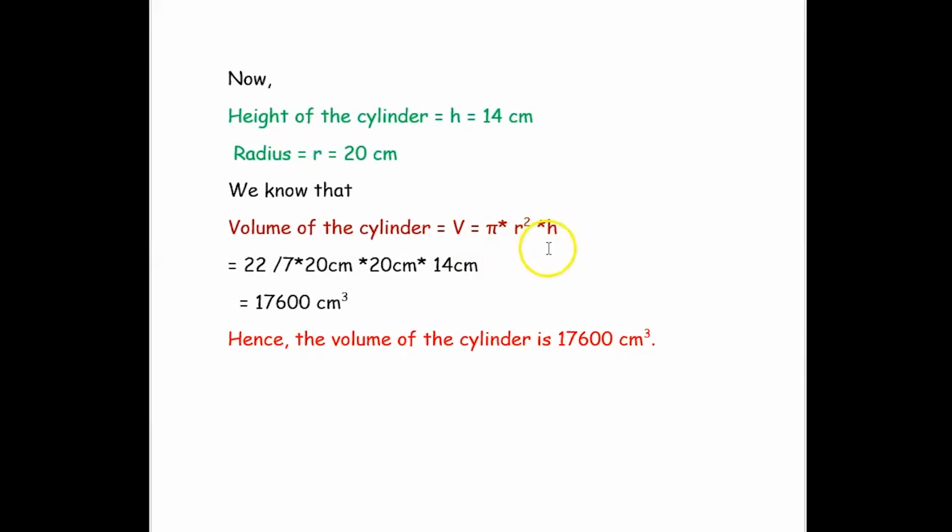We know r and h, so we can directly substitute. As given in our question, for pi we substitute 22 divided by 7. So 22 divided by 7 into the radius 20 cm squared, into 14 cm. If you simplify this, our answer will be 17,600 centimeter cube. So the volume of the cylinder is 17,600 centimeter cube.